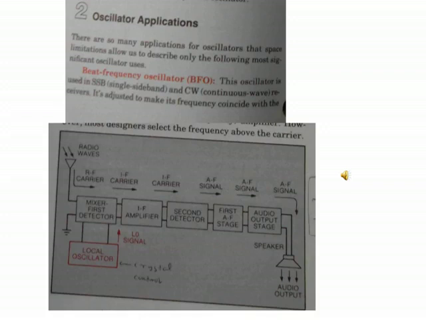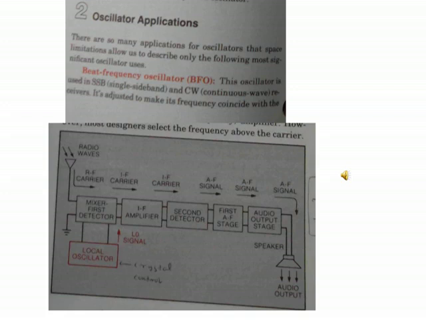So in this case, in our diagram, we can see that our receiver is receiving a radio wave, so that the radio waves combined with the carriers come into the mixer or first detector. The mixer or first detector is connected to a local oscillator. So the radio carrier frequency is combined with the input signal, and then they pass through to the intermediate frequency stage.